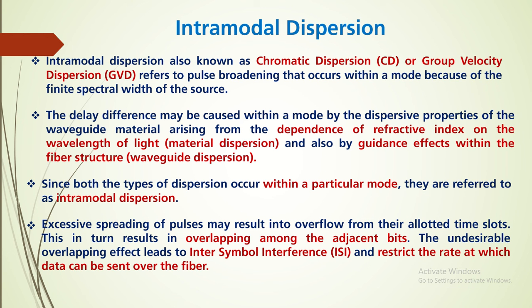Excessive spreading of pulses may result in overflow from their allotted time slots. This in turn results in overlapping among the adjacent bits. The undesirable overlapping effect leads to ISI, that is intersymbol interference, and restricts the rate at which the data can be sent over the fiber.